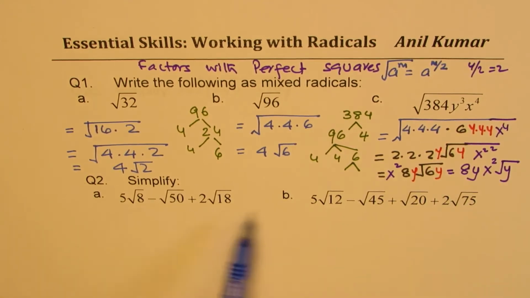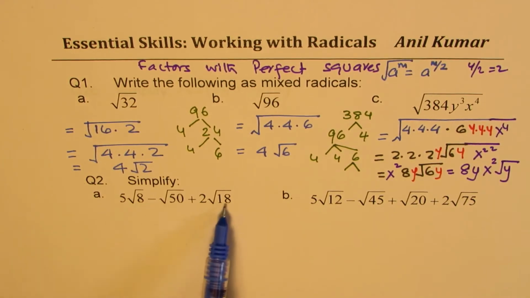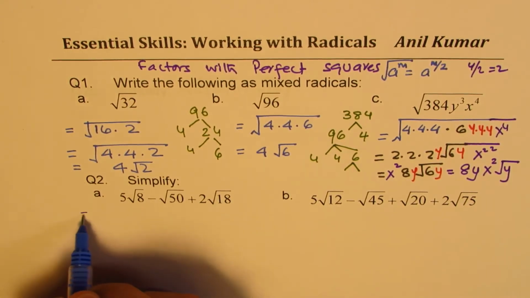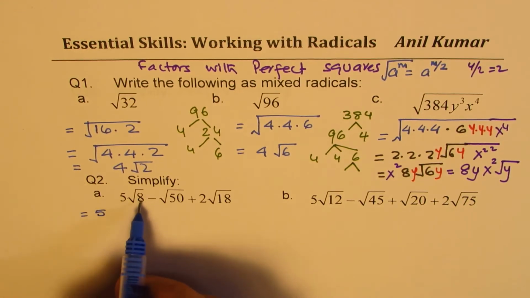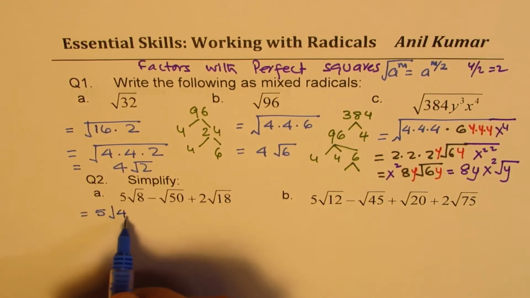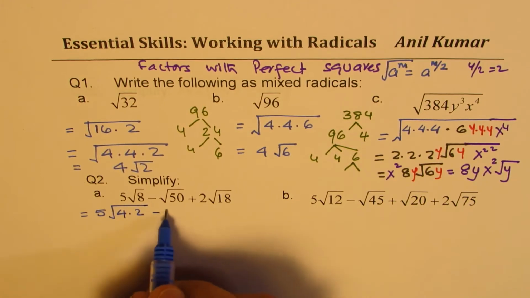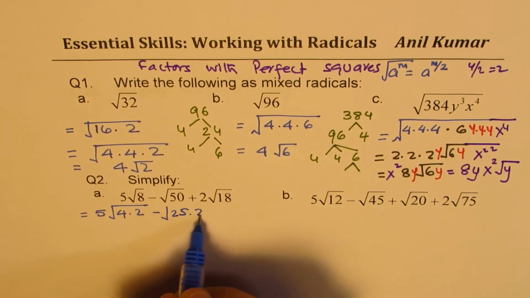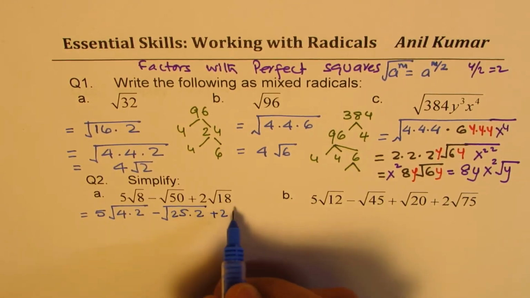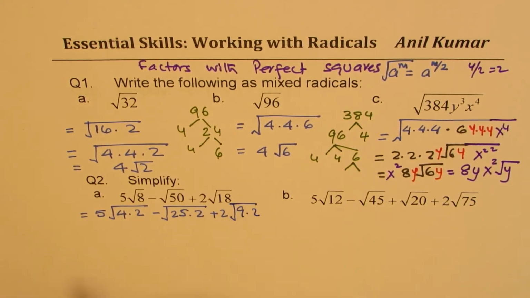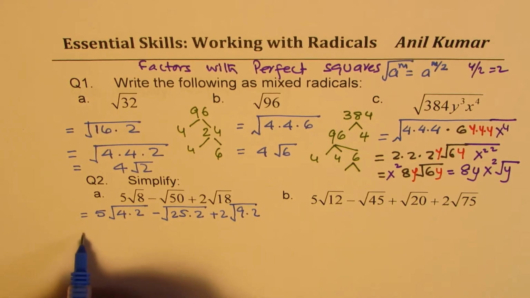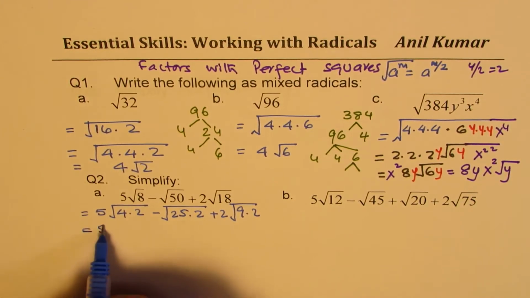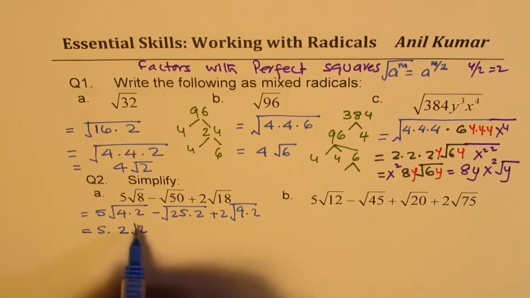Now let's move on and take up these questions. So these are all numbers. 8, 50, and 18 are within square root. So we are looking for the factors which are perfect squares. So 4 times 2 is 8, right? Minus. This is 25 times 2, and this one is 9 times 2, right? So purposely I've taken with something in common. 4 means that I could now write this as 5 times. 4 could be taken out as 2. It's 2 square, right?